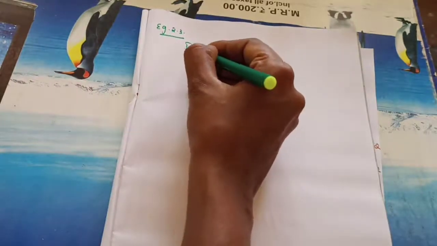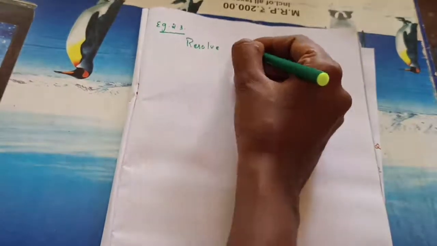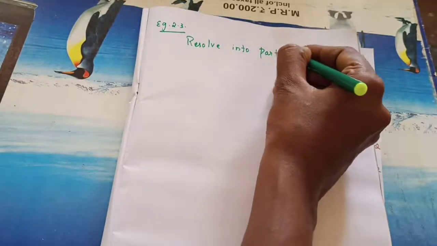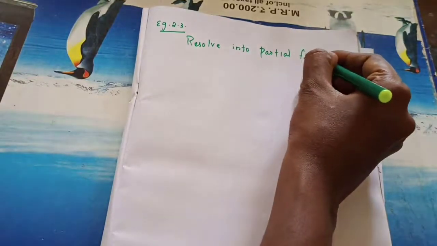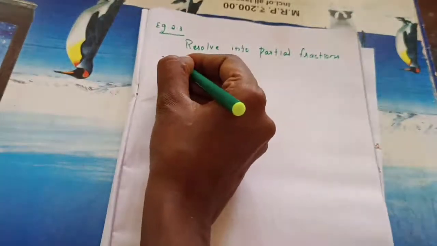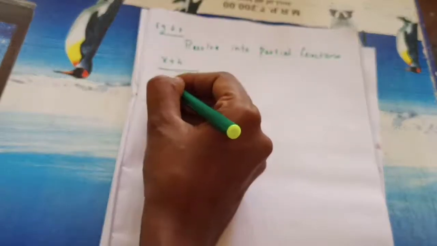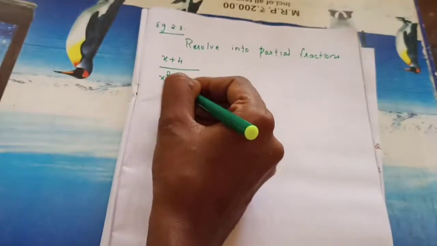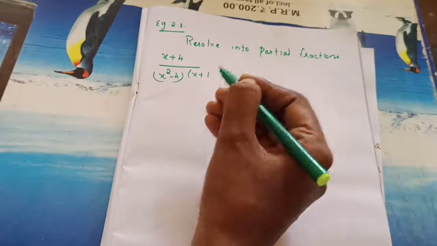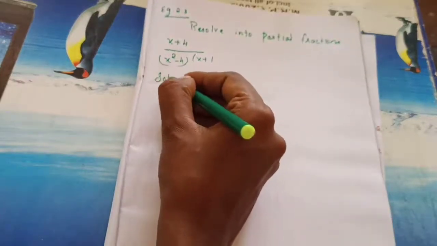Next, example 2.3. Resolve into partial fractions (x + 4)/((x² - 4)(x + 1)). Okay, so here the solution.